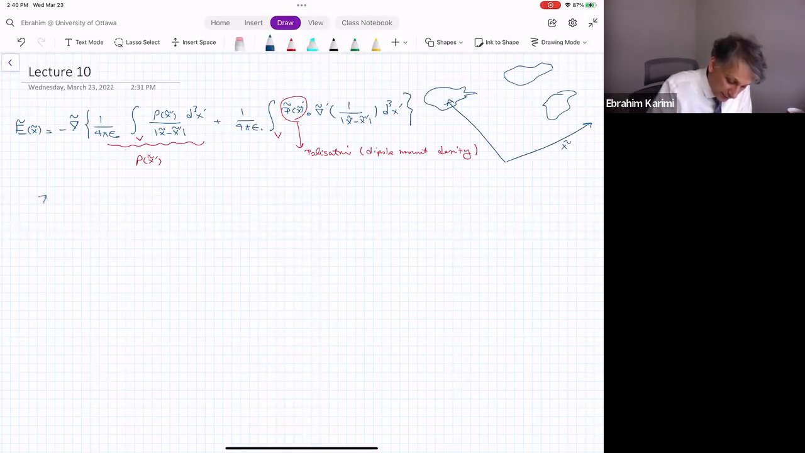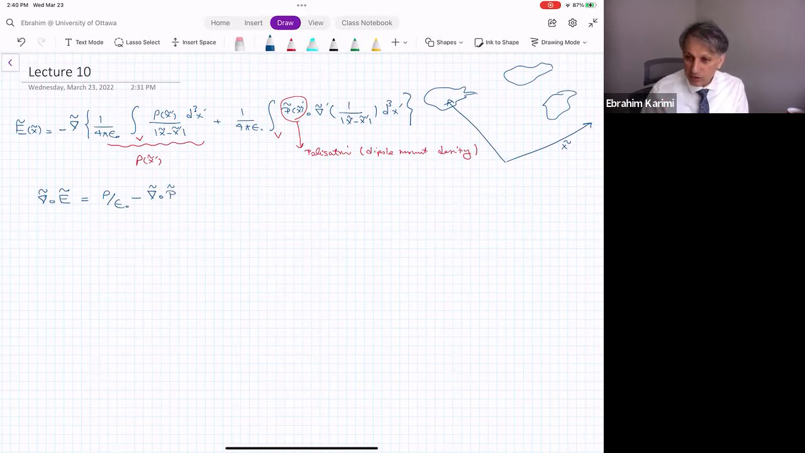Then we did a little bit of mathematics. We took the divergence of the above expression, and we get the following: from the first term we got rho divided by epsilon 0, and from the second term we got minus the divergence of P. Remember how we got this? The divergence of a gradient is the Laplacian, and the Laplacian of 1 divided by x minus x prime is minus 4 pi delta of x minus x prime, and for the other one it was the same situation.